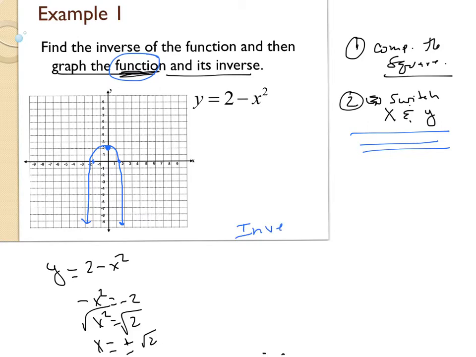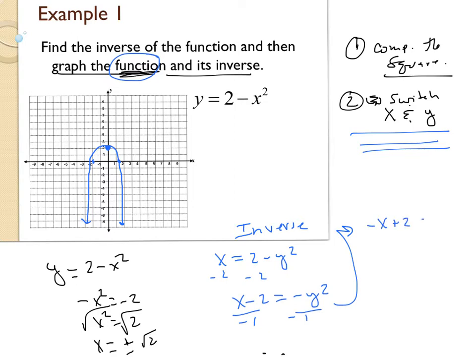So here's my work for that. I'm going to switch x and y, and then I'm going to solve for y. Some are easier than others. This one's a pretty straightforward one. Divide out a negative: if I divide this whole thing by negative 1, I get negative x plus 2 is equal to y squared. Then I am going to take the square root of both sides. The biggest deal here is do not forget to put in that plus or minus when you find the inverse.